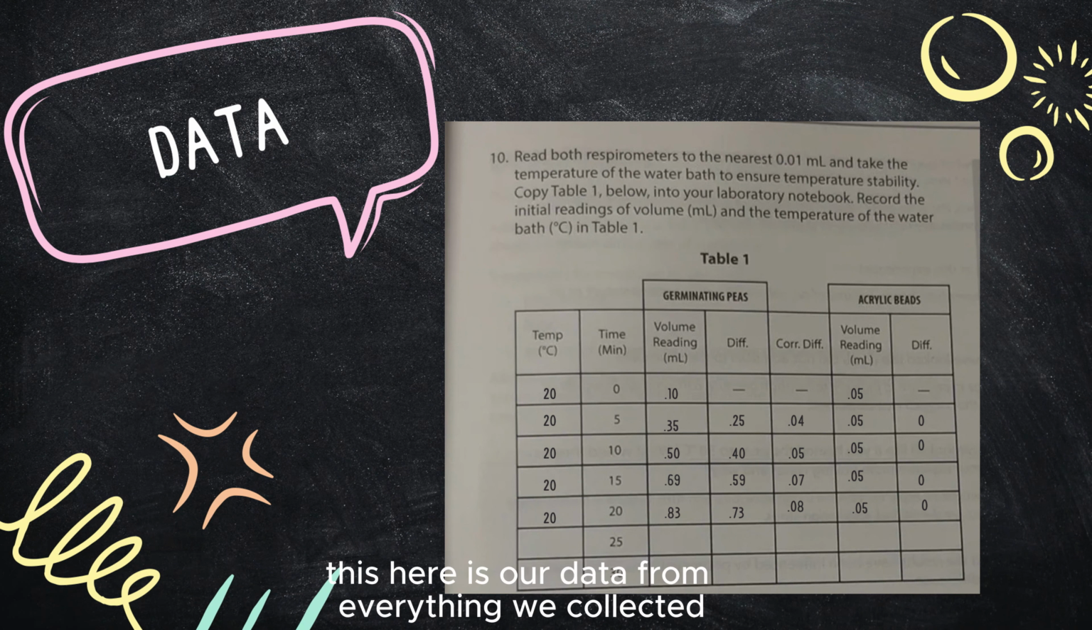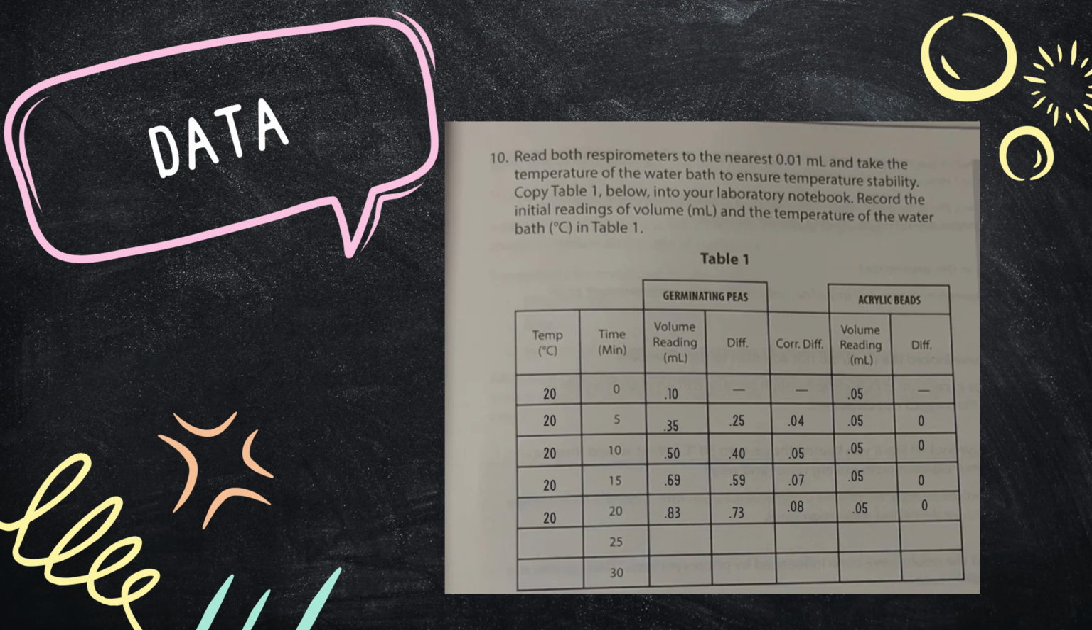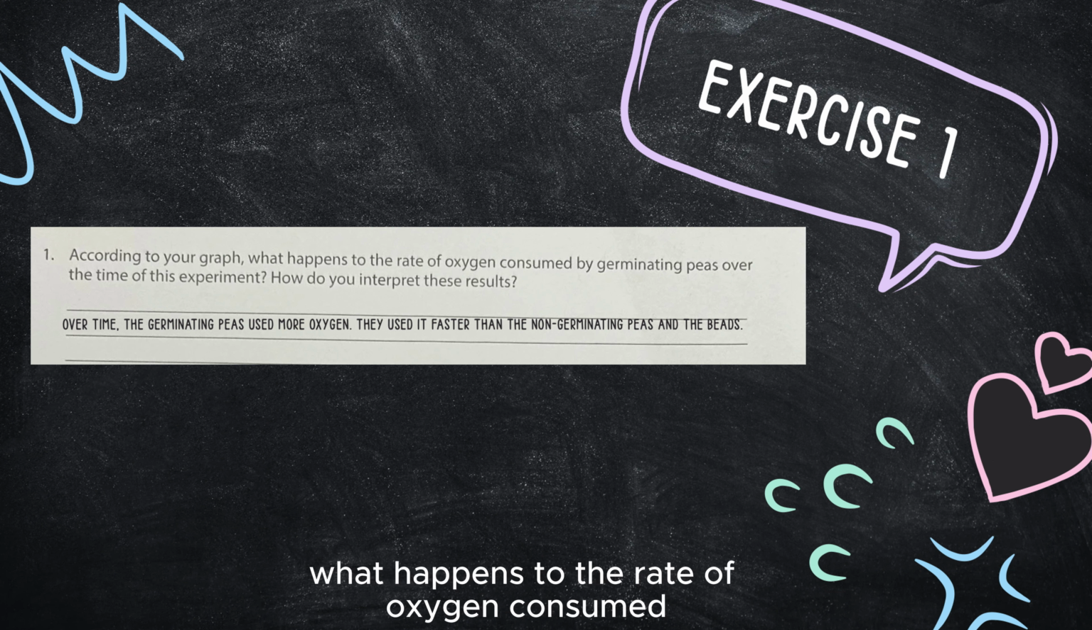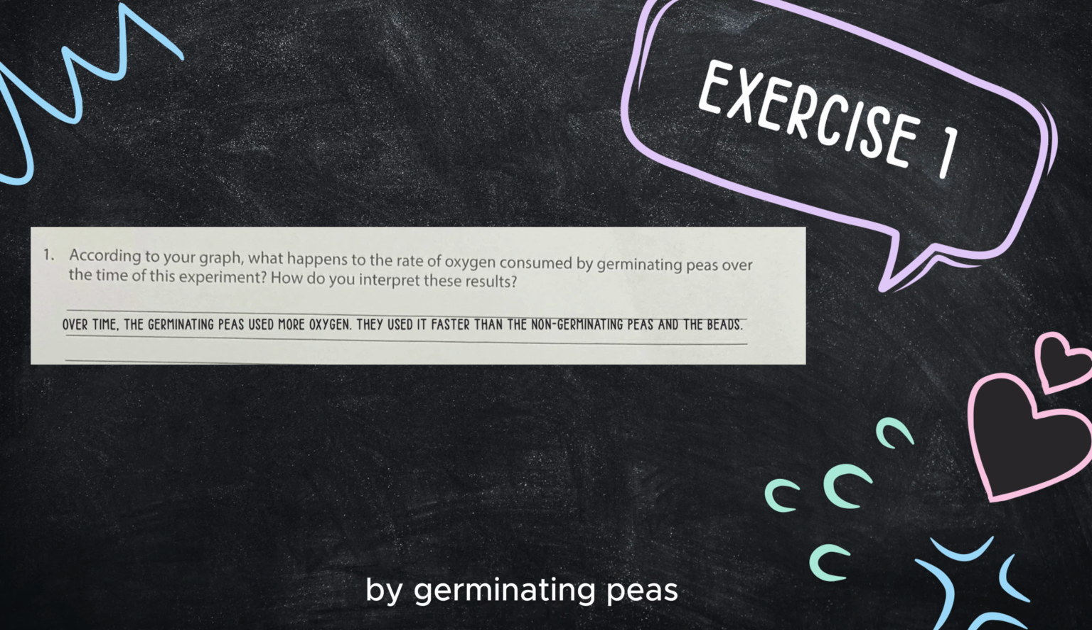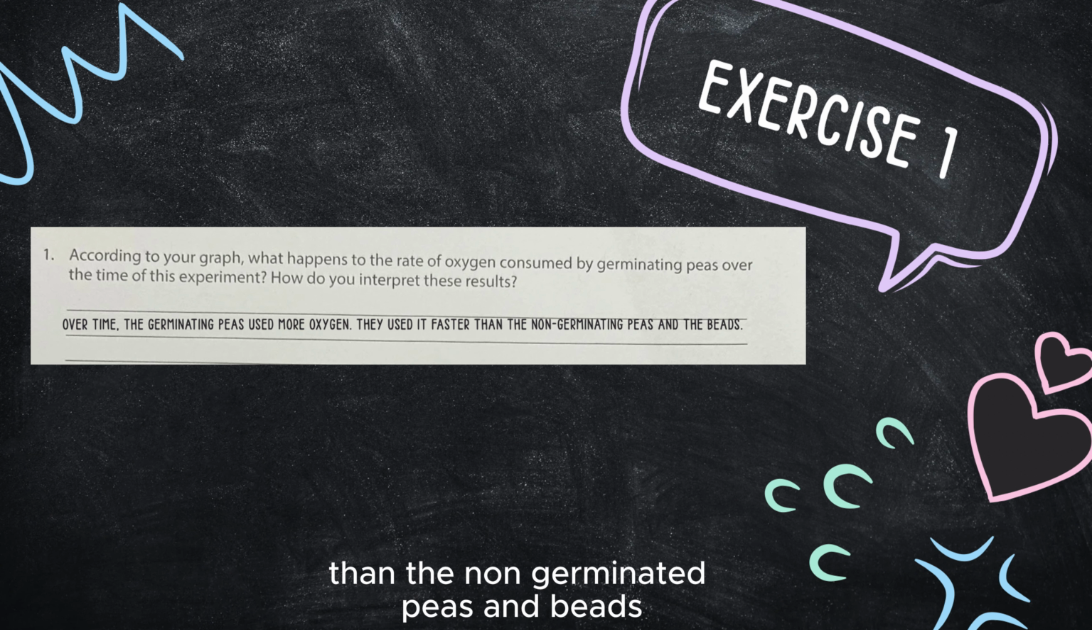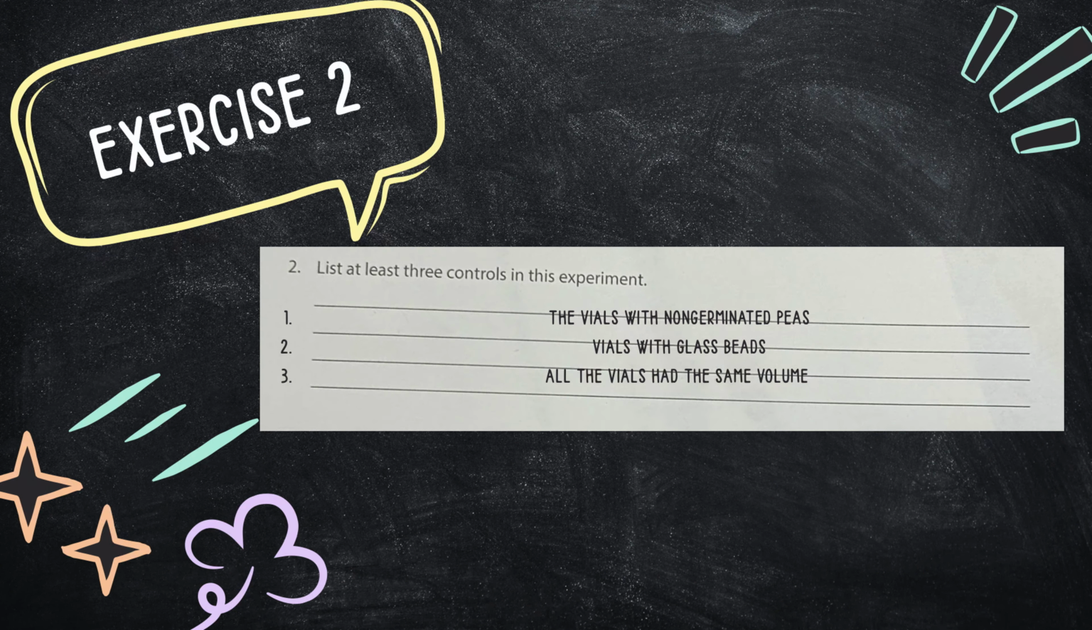This here is our data from everything we collected. We'll give you a moment to look it over. Now we will be reading the questions given. According to your graph, what happens to the rate of oxygen consumed by germinating peas over the time of this experiment? How do you interpret these results? Over time, the germinating peas used more oxygen. They used it faster than the non-germinated peas and beets.